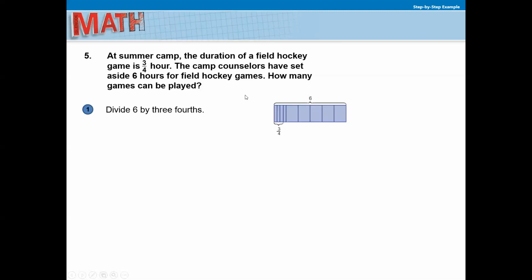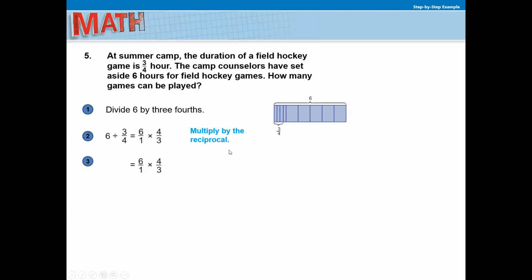Divide 6 by 3/4. We've got 6 blocks here. They divided this block into fourths, so we're going to see how many 3/4 can we pull out of 6. 6 divided by 3/4 equals 6/1. They kept the first factor the same. They changed the operation from division to multiplication, and they found the reciprocal. So you never divide a fraction, you multiply by the reciprocal.